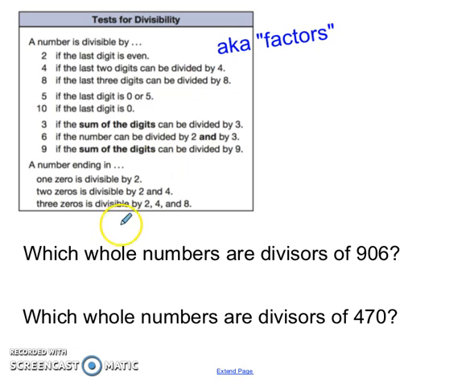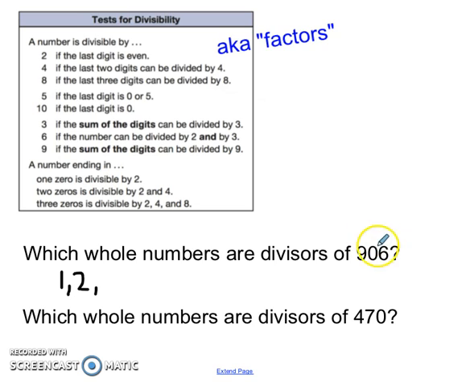So I know for sure 1 is always going to be a factor of your numbers, so let's just go ahead and write 1. And then other divisors, aka factors of 906, well, 2, the last digit is even, which it is, yeah, so 2 is going to be a factor. 3, that's the one that we just did.